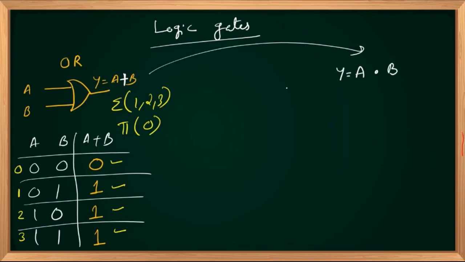What is that? Which gate is it? It is an AND gate. A, B, Y equal to A and B. Right. So the dual of OR gate is nothing but AND gate.